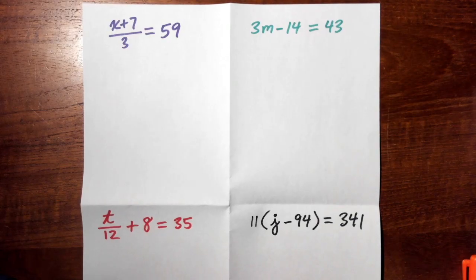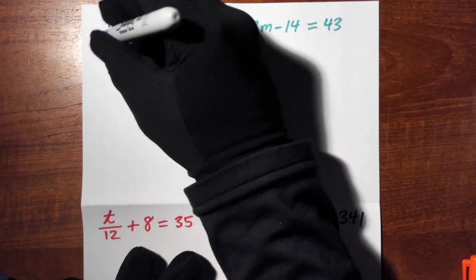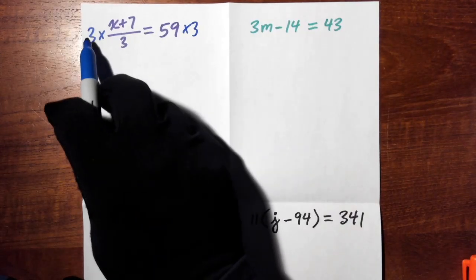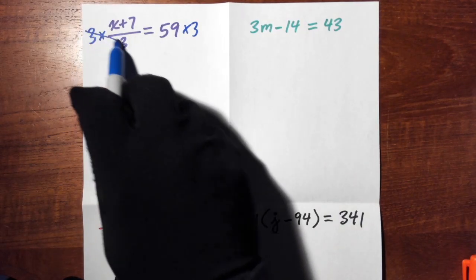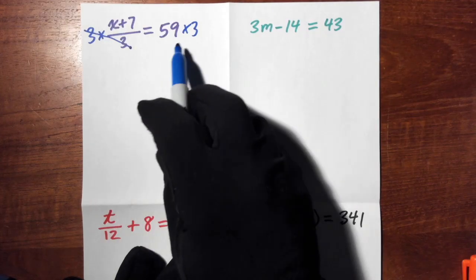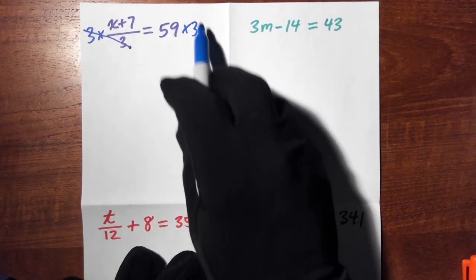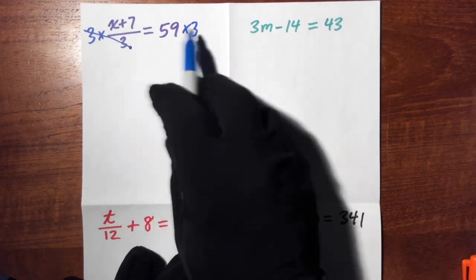We strip away numbers using opposite operations. The opposite of divide by 3 is times 3. Times 3 and divide by 3 cancel. I'm actually doing the mathematics on the side of the equation that x is not on.